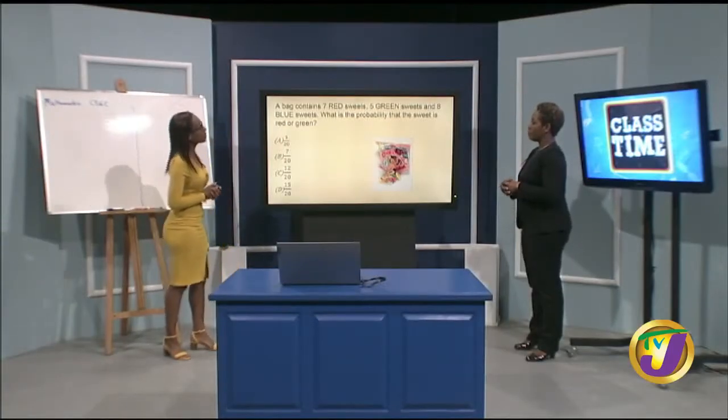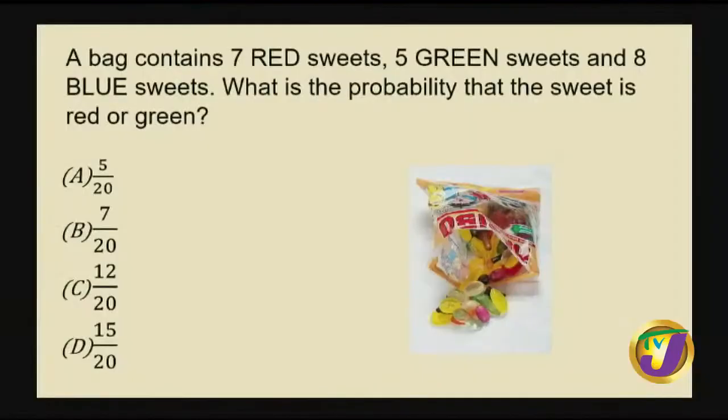So a bag contains 7 red sweets, 5 green sweets, and 8 blue sweets. What is the probability that the sweet is red or green? Red or green. So they have red, green, and blue. So red or green would be 7 plus 5. That's 12. That's 12 out of how many sweets? They did not tell you, so now you need to figure it out. So 12 plus 8 is 20. So that's 12 20ths? Yes. Okay. Good job.